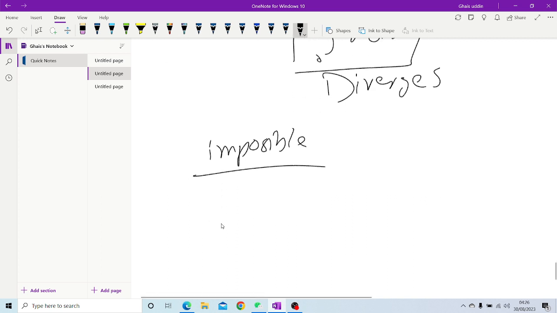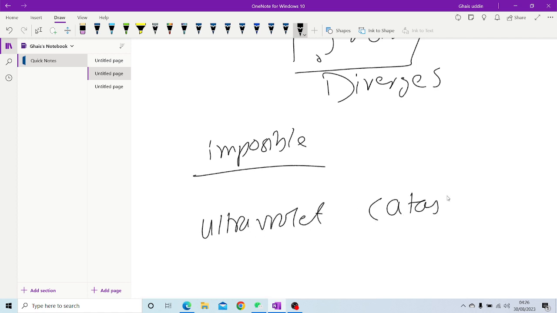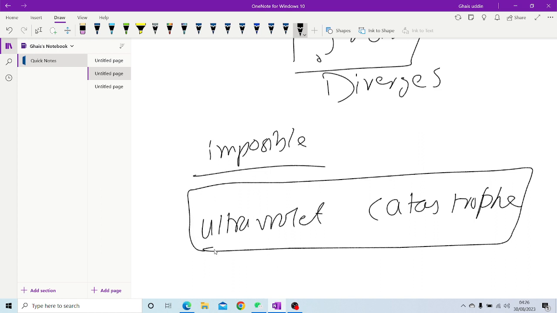And here this failure is called the ultraviolet catastrophe. This is the ultraviolet catastrophe because it diverges for higher frequencies.